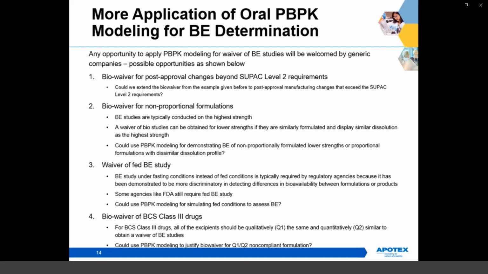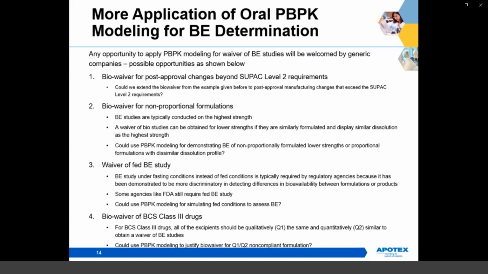The third possible application is for waiver of fed BE studies. BE study under fasting conditions instead of fed conditions is typically required by regulatory agencies because it has been demonstrated to be more discriminatory in detecting differences in bioavailability between formulations or products. But some agencies like FDA still require fed BE study. So could we use PBPK modeling for simulating fed conditions to assess BE instead of actually conducting the fed BE study?